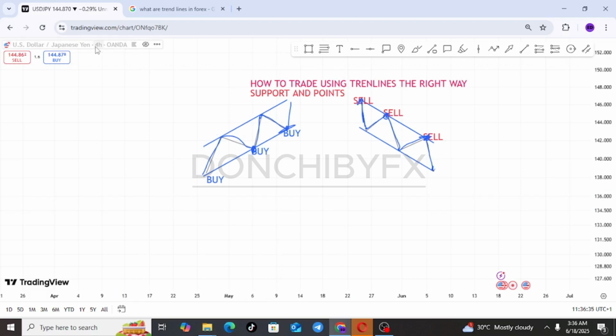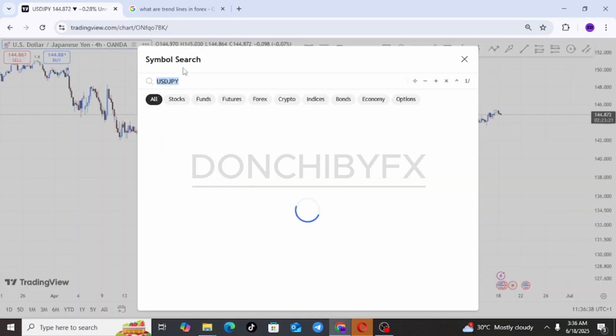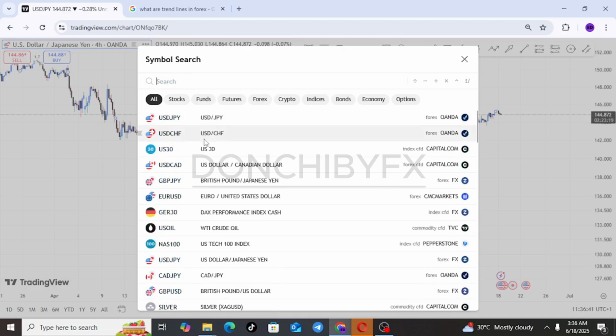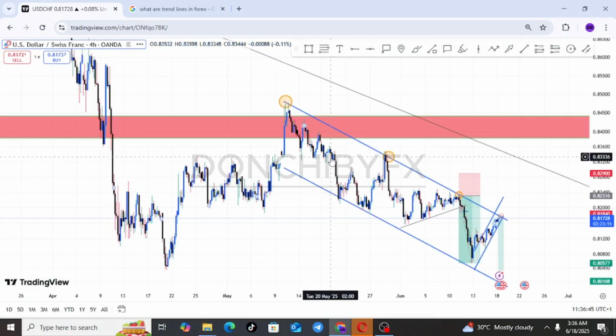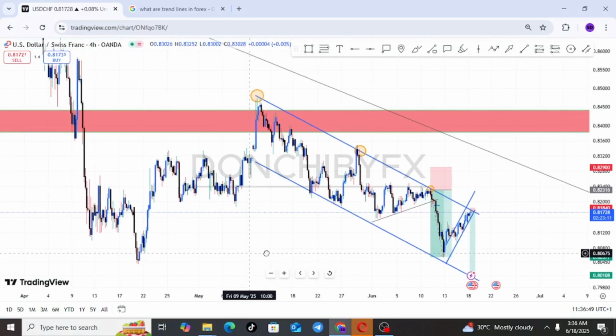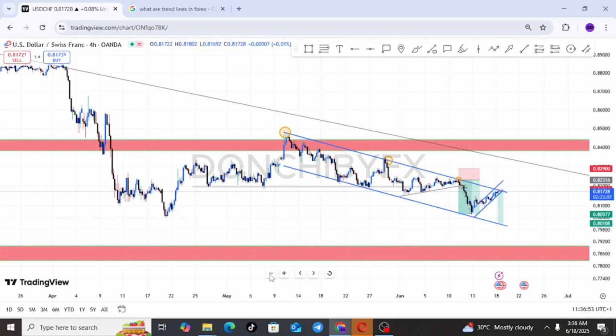Now let me go back to the same chart to show you guys how this works, and how I incorporate the high time frame into the lower time frame. So come back to this USD CHF. What is currently happening here? If you check clearly, if I zoom the market, you can see what the market is doing.